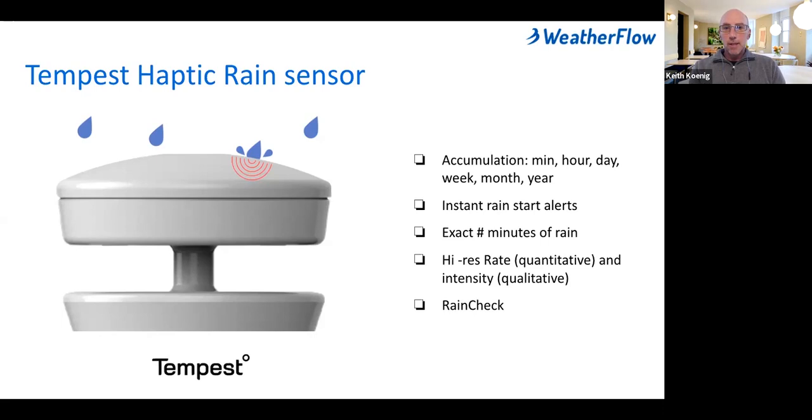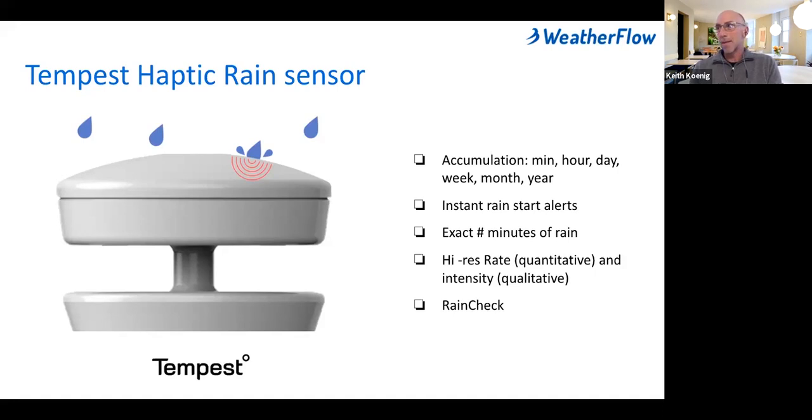Very, very interesting technology. It allows us to report accumulation by the minute, by the hour, by the day, week, month, year. It's unique in that we can send you a rain notification the instant the first raindrops are being felt. It's unique from a tipping bucket sensor in that we can tell you the exact number of minutes of rain in a given day.